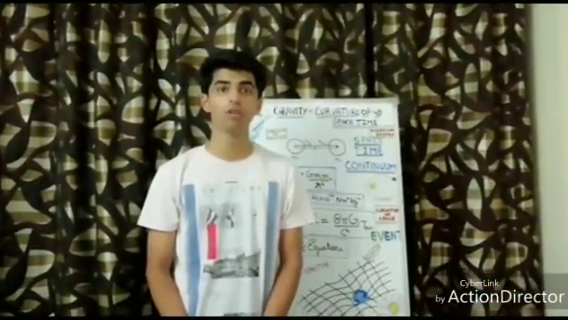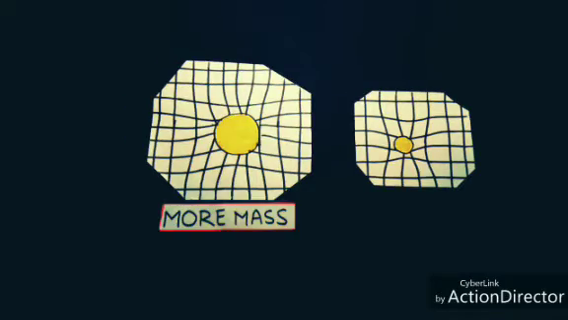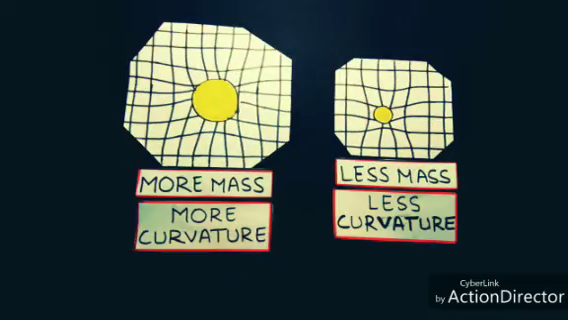Now seeing all this, Einstein came to the conclusion that gravity was not a force at all. What for Newton is gravity, for Einstein is a curvature in 4D space-time. More mass, more curvature; less mass, less curvature.